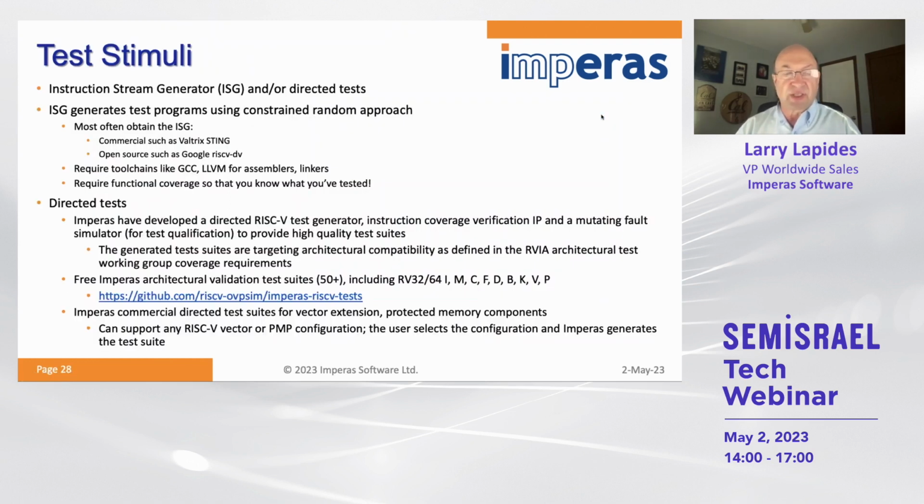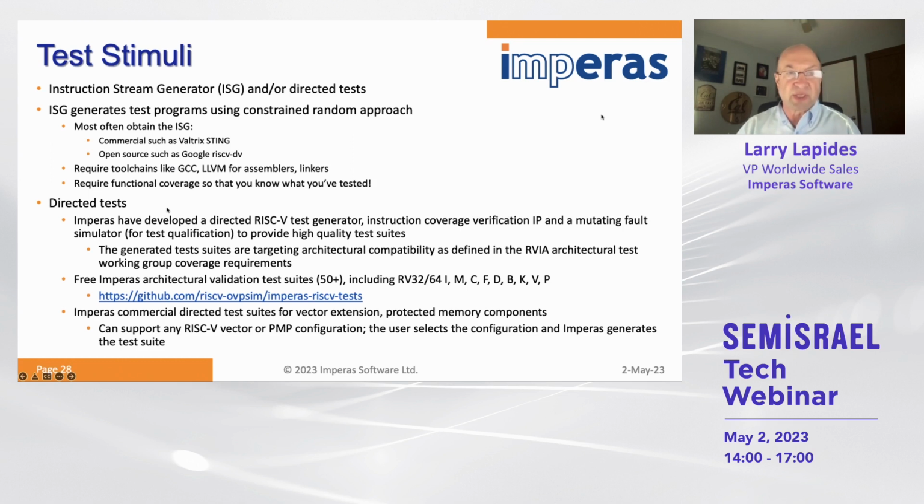Test stimuli is another key piece of the DV environment. Usually, you're going to be using an instruction stream generator and/or directed tests. The instruction stream generator generates test programs using effectively a constrained random approach. So this could be a commercial tool such as Valtrix STING, could be an open source tool. It's going to require toolchains, and of course you need functional coverage so that you know what you've tested.